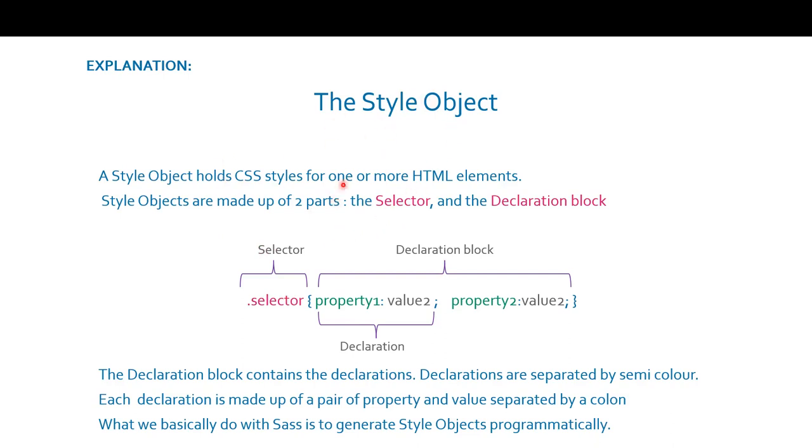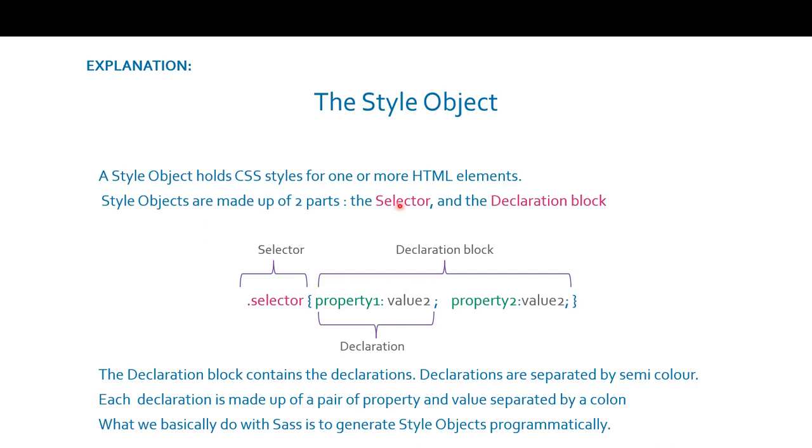So I have something I've defined as my style object. Your style object holds the CSS styles for one or more HTML elements. Another thing you have to know about a style object is that it is made up of two parts, the selector and the declaration block. So this is a style object. The whole of this is your style object. We've seen this severally. This is basically your CSS code or block. I just want to call everything here a style object.